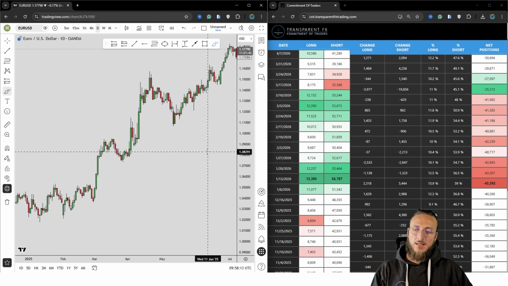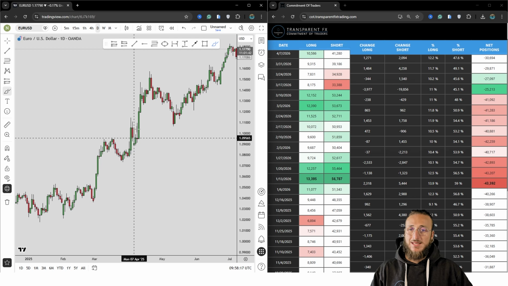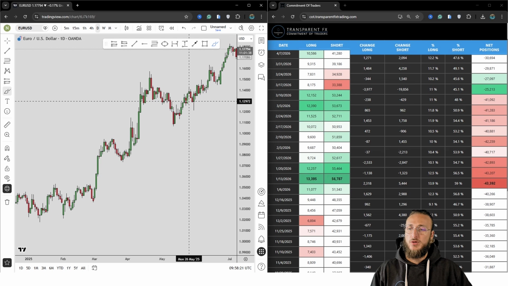Here is a clean example of bullish confirmation. So price is already structurally bullish, creating higher highs and higher lows. Now let's look at the positioning. So longs are increasing. Shorts, they're not expanding aggressively, pretty much remaining the same. And net positions are clearly improving.